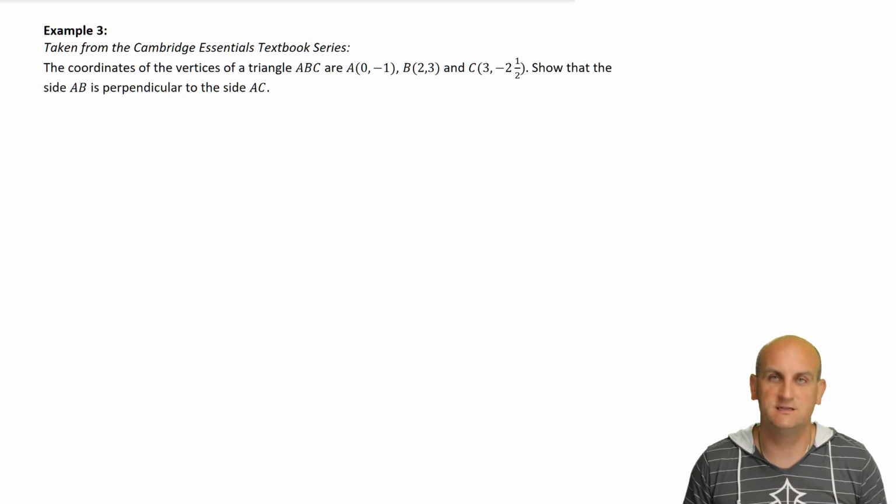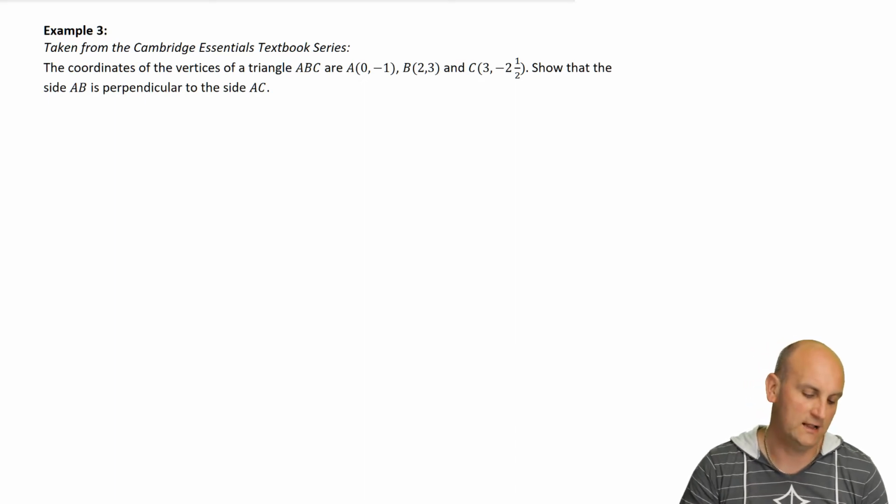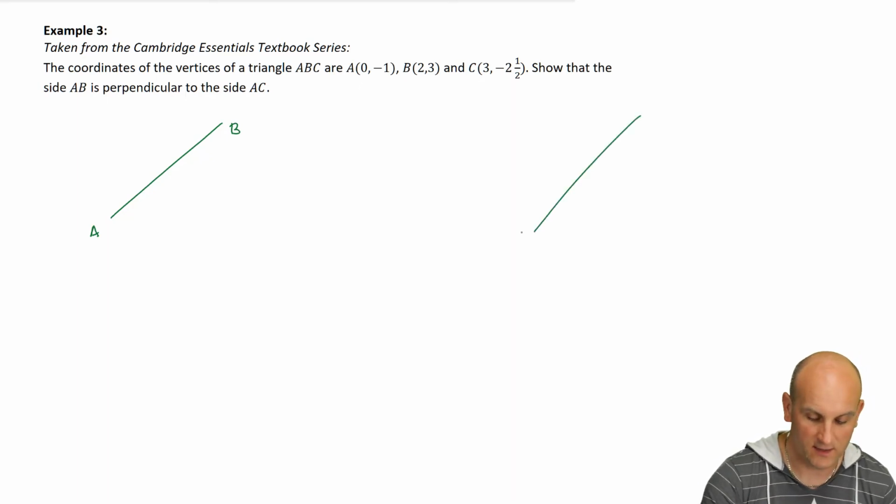The question at the moment is this. The coordinates of the vertices of a triangle. So you've got a triangle and it's got vertices, as in corners, A (0, 1), B (2, 3), and C (3, -2.5). Show that the side AB is perpendicular to the side AC.